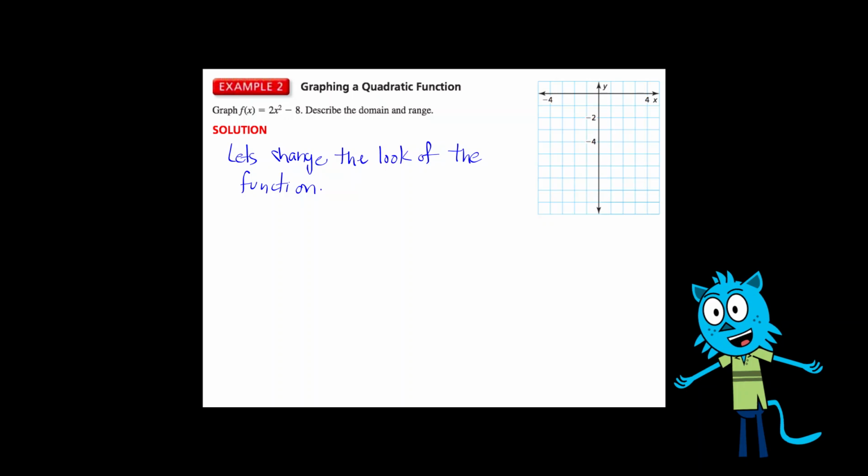Example 2. Example 2, graphing the quadratic function. So here the function is a little bit different. What we have is 2x squared minus 8. Now, this is missing that middle term.